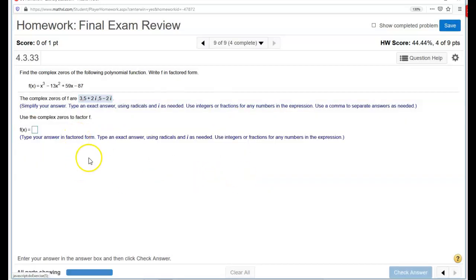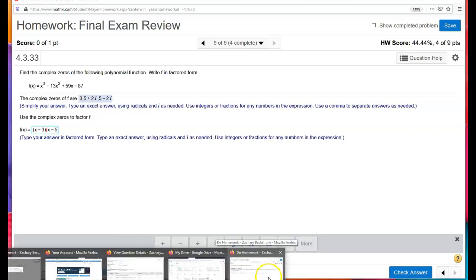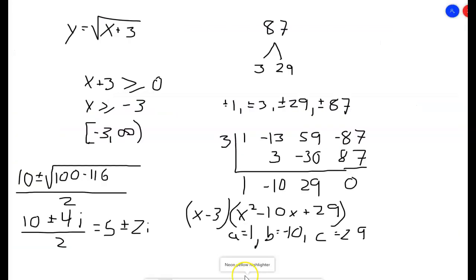Oh, we have different parts. Use the complex zeros to factor f. So remember, we're just going to do x minus 3. That was for the 0 of 3. And we're going to do the same kind of thing here. So x minus 5. And remember, let me just show you real quick here. Let me go back to this. And I'll move up here.